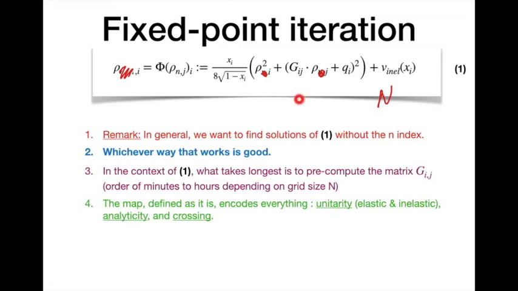For us, what took the longest to compute was this matrix, but you compute it once and for all. And then you can just run the algorithm over and over again. And the map, defined as it is, encodes everything: unitarity, analyticity, and crossing. You don't need to input crossing at the end or something. That's it. You just want to solve for these capital N rho I variables. Everything else is given. So that's for the numerics. Now let's go back to the fixed point.